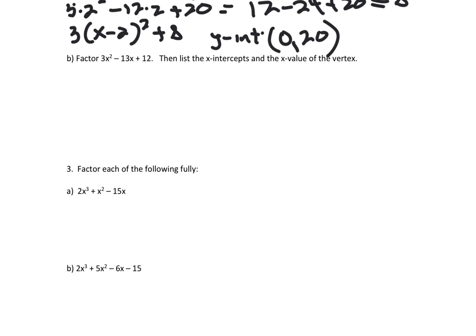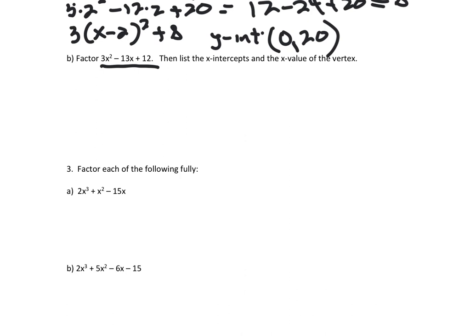Okay, the next thing we're asked to do is to factor this, 3x squared minus 13x plus 12. So the first thing we do is we look to see, are there any common factors for 3x squared, negative 13x, and 12? The answer is no. They do not all contain an x in their terms, only the first two do. And we also know that 3, negative 13, and 12 do not share a common factor other than 1.